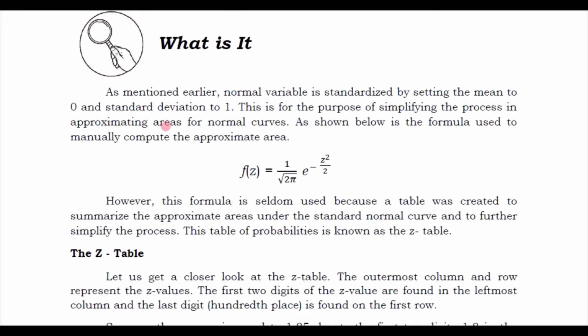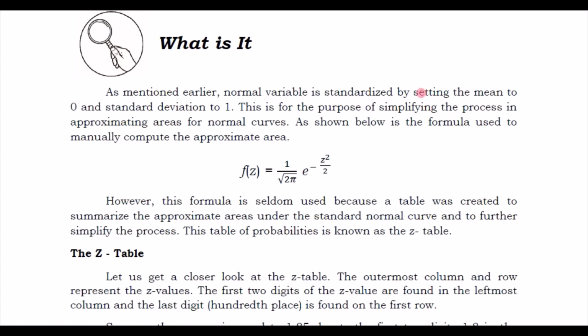Okay. As mentioned earlier, a normal variable is standardized by setting the mean to 0 and the standard deviation to 1. Okay? This is for the purpose of simplifying the process in approximating areas for the normal curve. As shown below is the formula used to manually compute the approximate area. So, ito daw yung formula to compute for the approximate area para malaman natin kung gaano kalaki yung area, di ba?